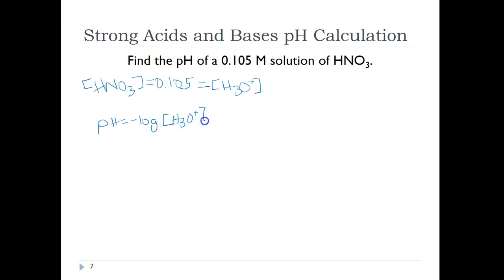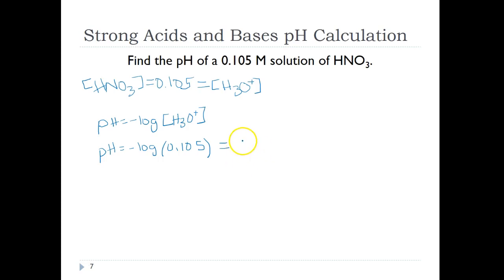Well, since we determined that we know what the molarity of hydronium ion is, I'm just going to substitute that number into this equation. So the negative log of 0.105. So I'll type this into my calculator. The molarity inside of the log has 3 significant figures, so my answer should go to 3 places to the right of the decimal point.